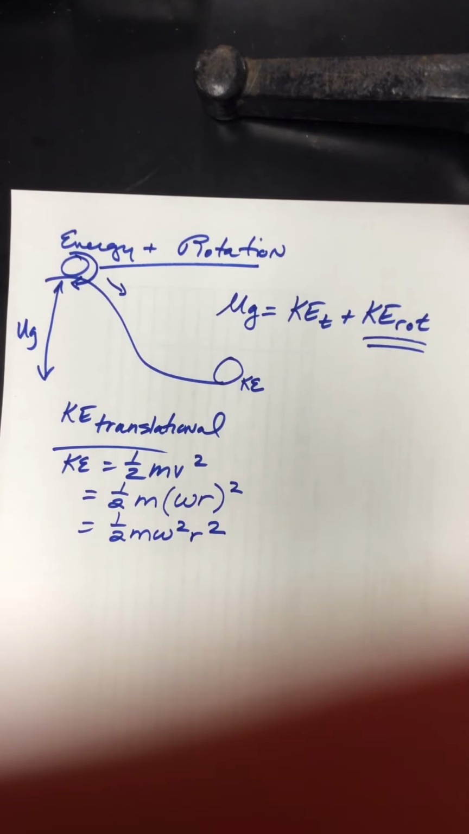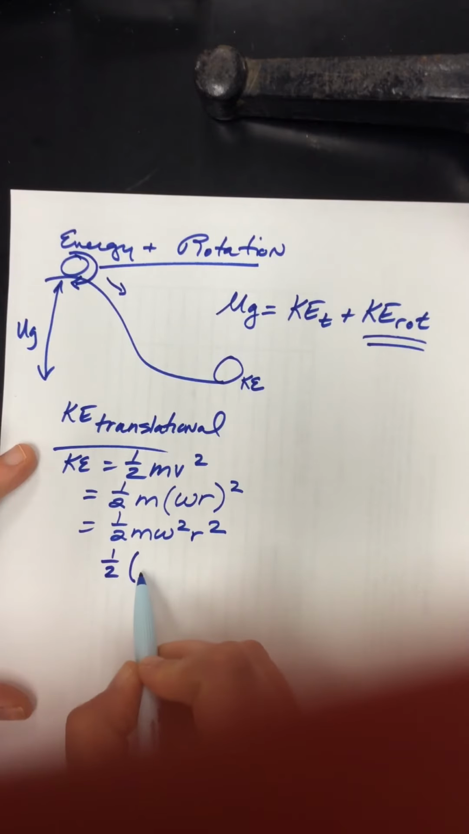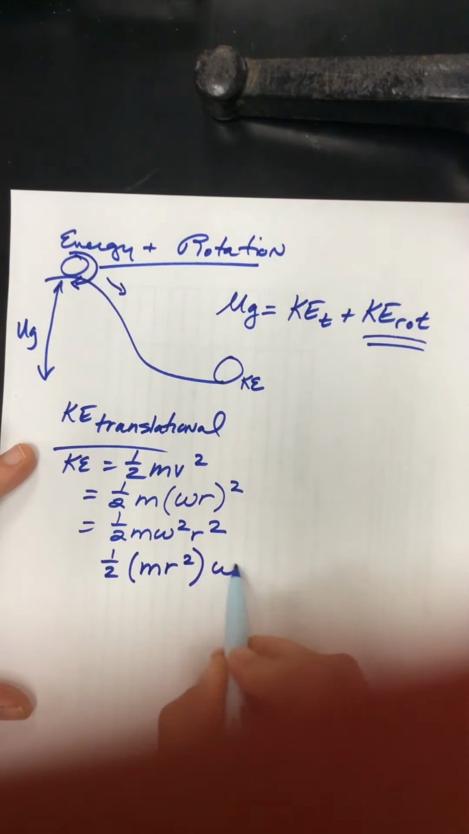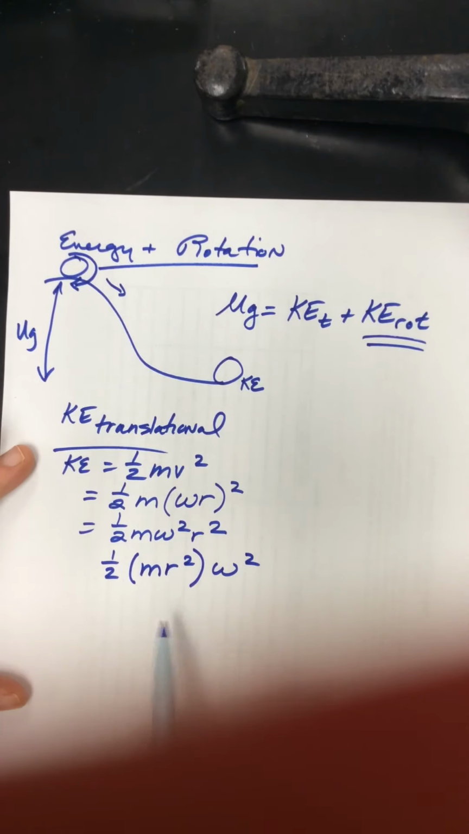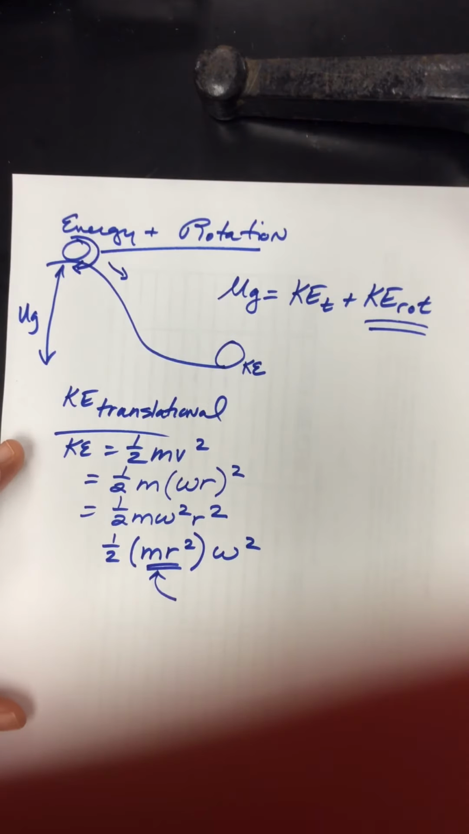Okay, so that technically is it. Now I'm going to move things around a little bit. I'm going to put the m and the r squared bit right there, and I'm going to put this out here. Now this is a crude representation of what we call moment of inertia. And we'll take a look at that.